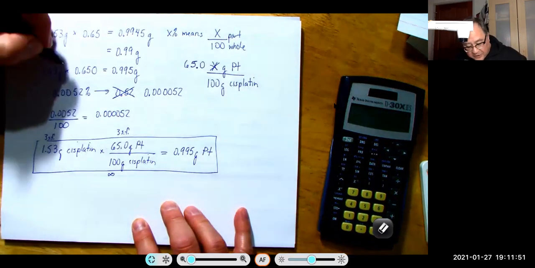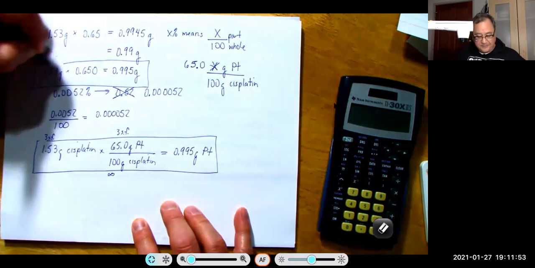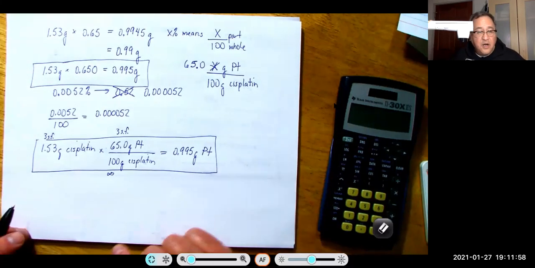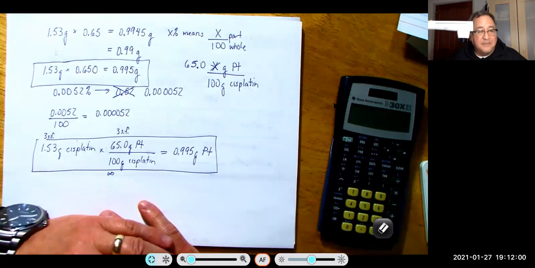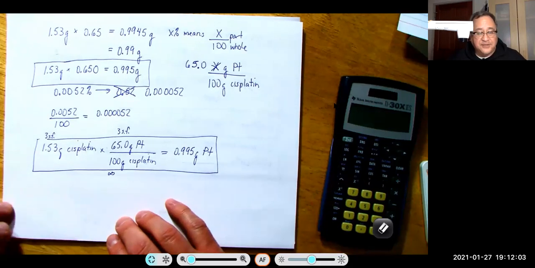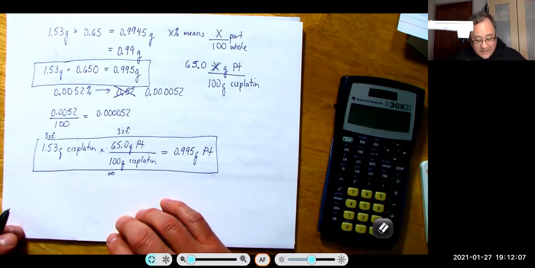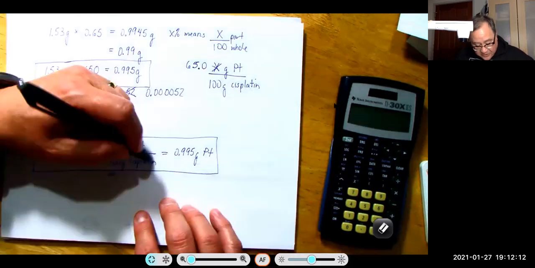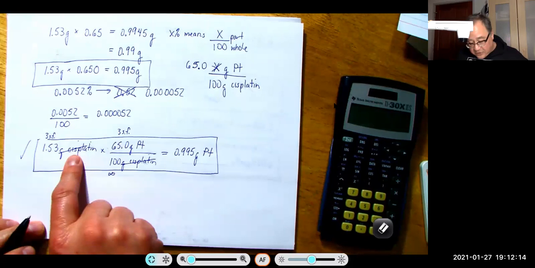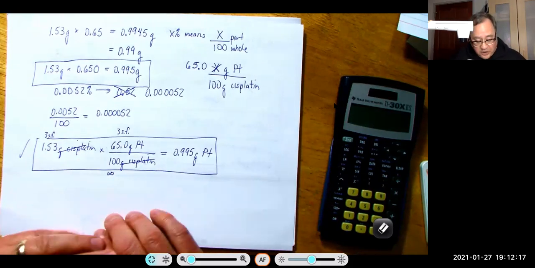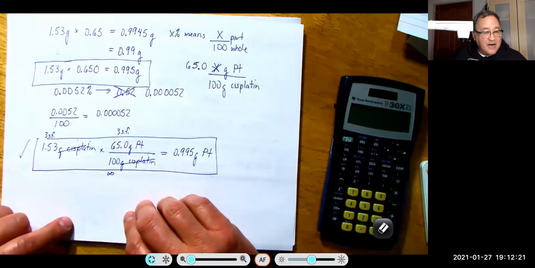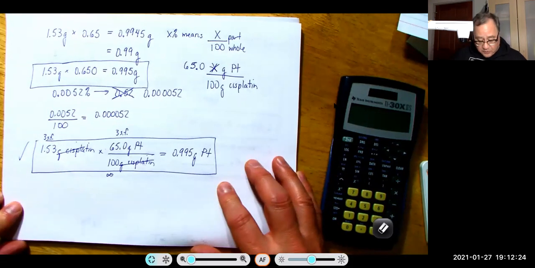So if we take a look at the 2 solutions, which one is more convincing that there are 0.995 grams of platinum in 1.53 grams of cisplatin? The top or the bottom? And the answer is this is much easier to see how things cancel and why grams of cisplatin turns into grams of platinum. So this is the way you might do it in a math class. It's not allowed in my chemistry class. I want you to put it over 100.